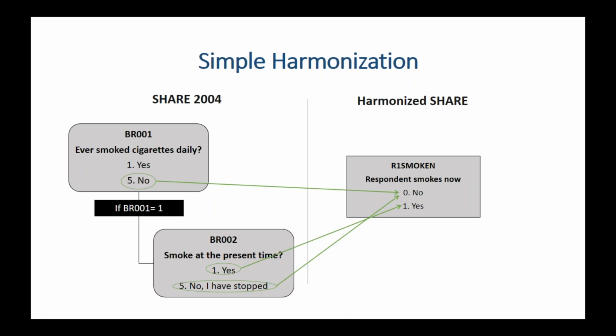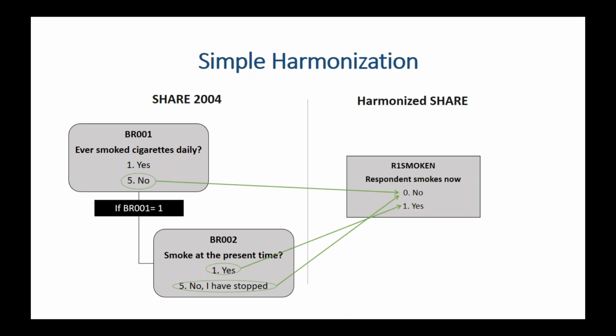And as I mentioned, we're going to have to account for this survey skip pattern, or we're going to have a lot of missingness that we don't know how it happened. So for instance, you can see here, we assign everyone who answered no to ever smoke daily, or who answered yes to ever smoke daily but no to smoking at the present time, to no, 0, and anyone who answered yes to smoking daily and yes to smoking at the present time as yes to respondent smokes now.